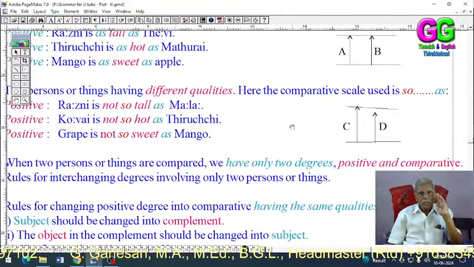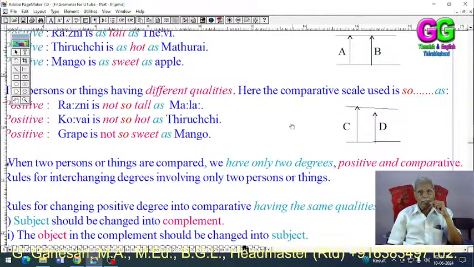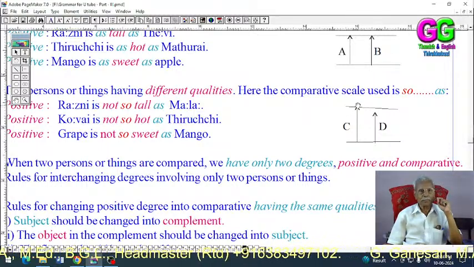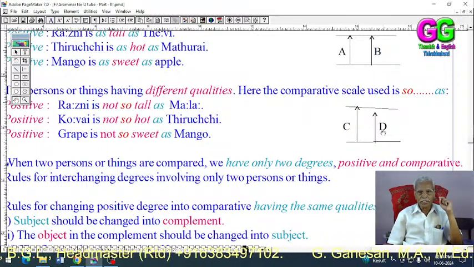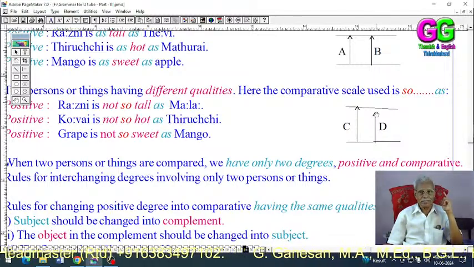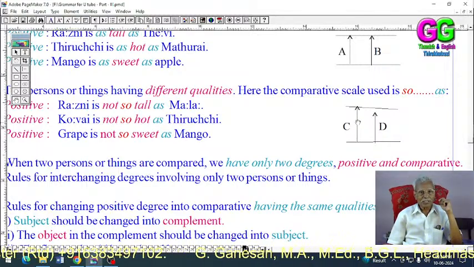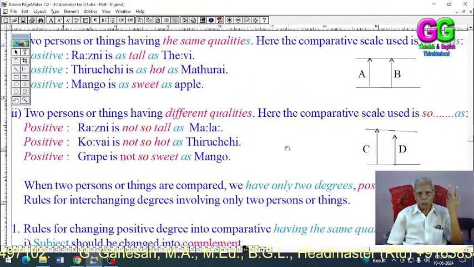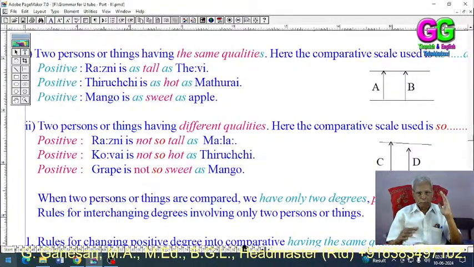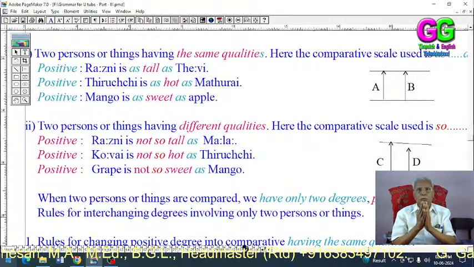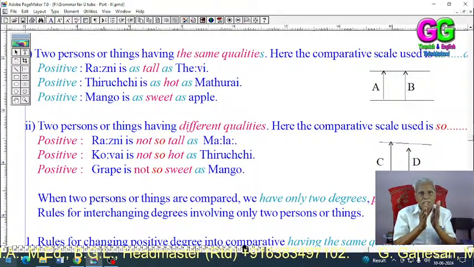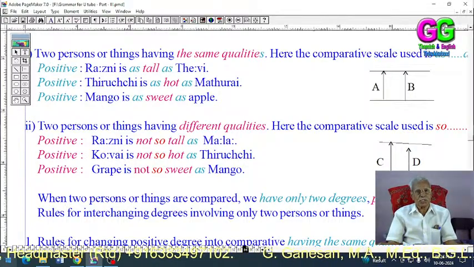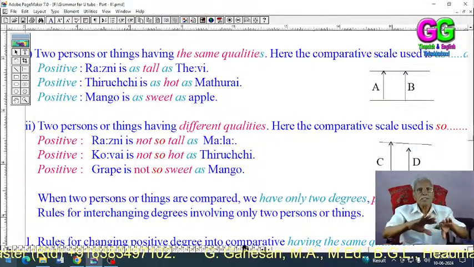These qualities I am giving you through a diagram. This is C, that is Mala. This is the height of Mala. D, Rani. This is the height of Rani. That is, Mala is taller than Rani. So to compare two things having the same qualities, the scale used is as. To compare two things having different qualities, the scale used is so as.